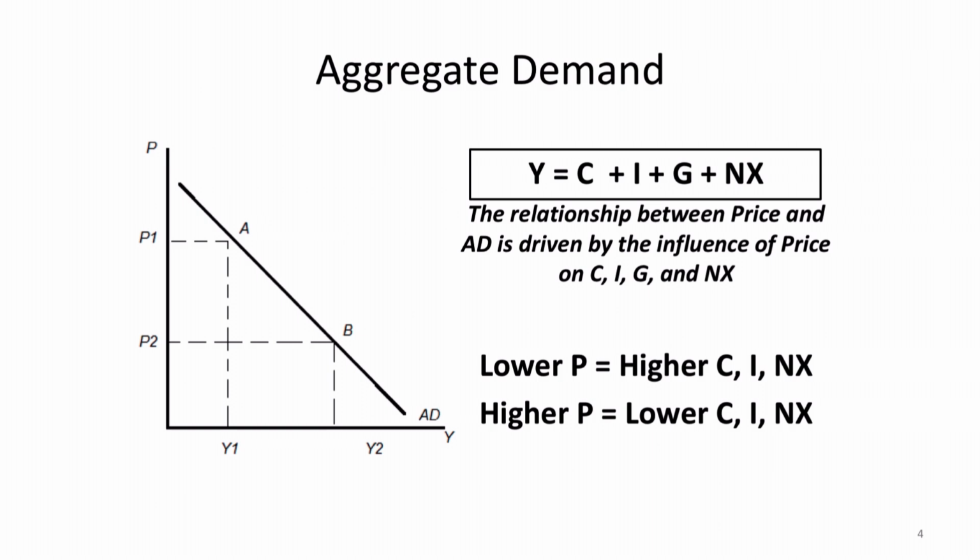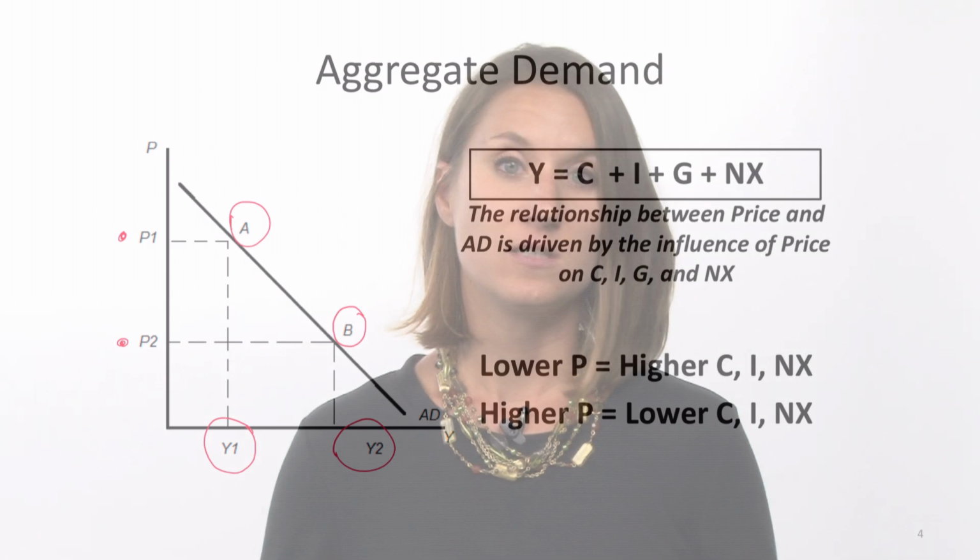What we observe is that at a point such as point B, we have a lower price level, and therefore the demand for goods and services is going to be higher, at a point such as Y. On the other hand, at a high price level, such as P1 at point A, the demand for goods and services is going to be lower, such as at Y1. This inverse relationship between the price level and aggregate demand is similar to what we've already seen when we talked about supply and demand in the first place.